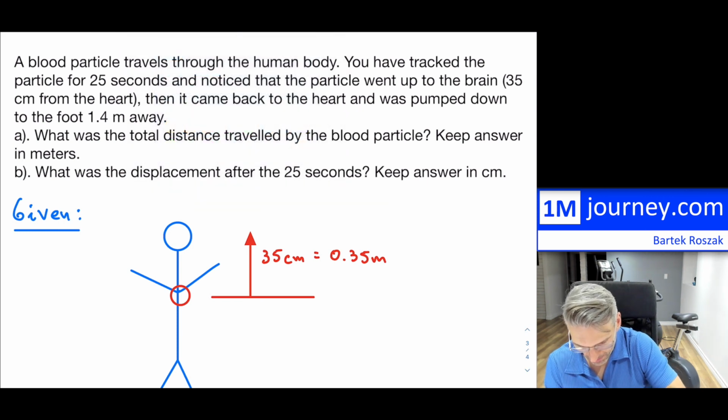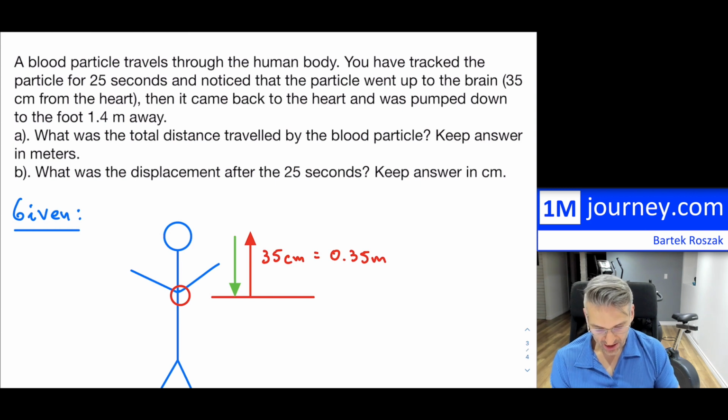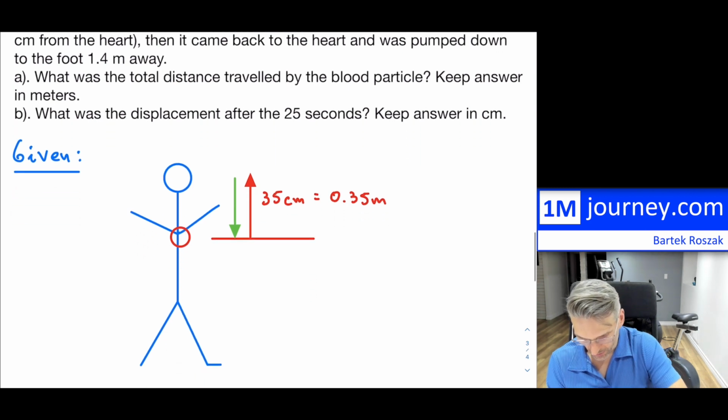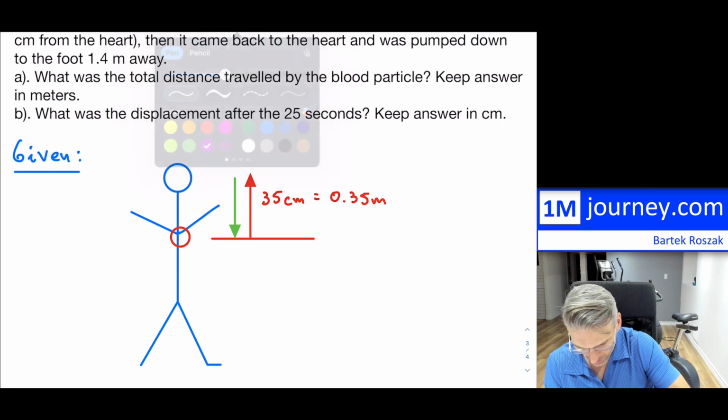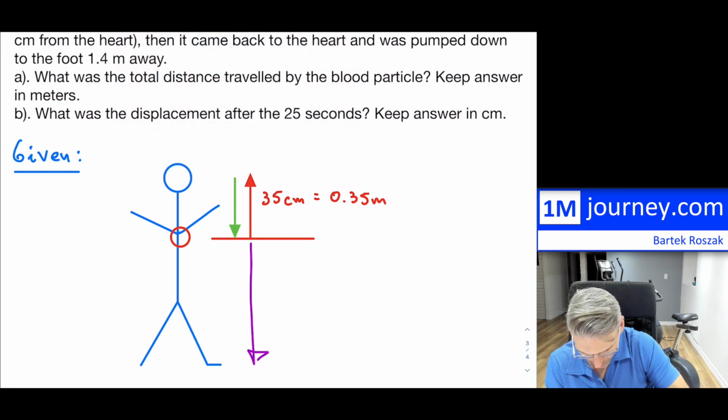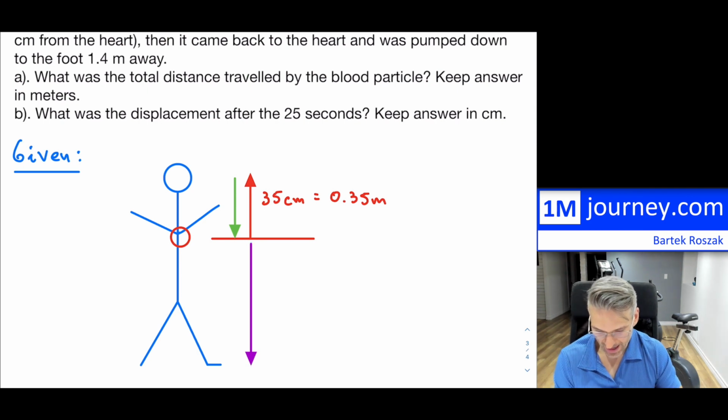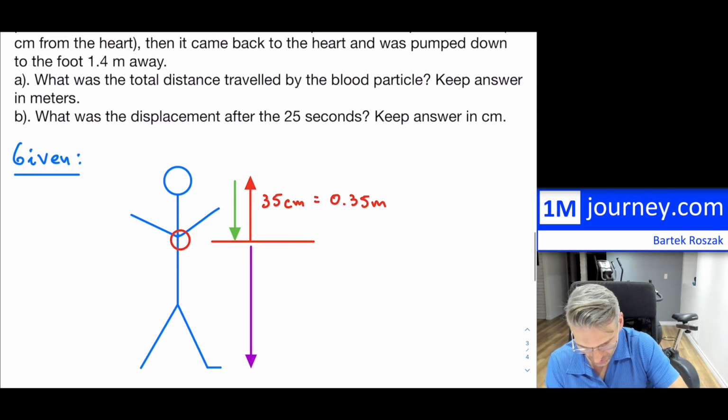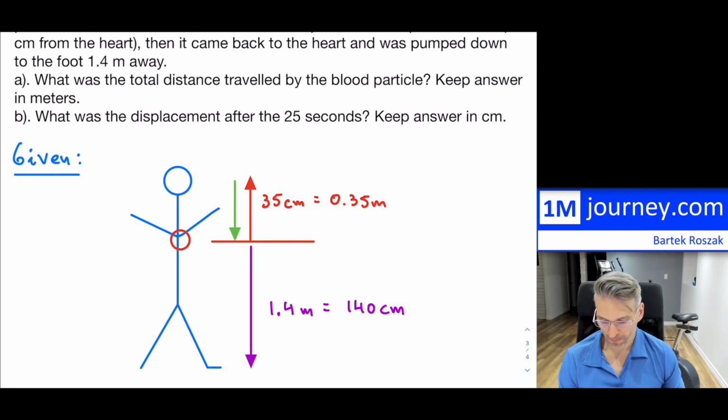Then it starts to come back, right? So let's put this in a different color. So now it comes back over here, and then it is pumped down all the way to the foot. So I'm just drawing these vectors that I have. And that is 1.4 meters away, which is the same thing as 140 centimeters. So there you have it.